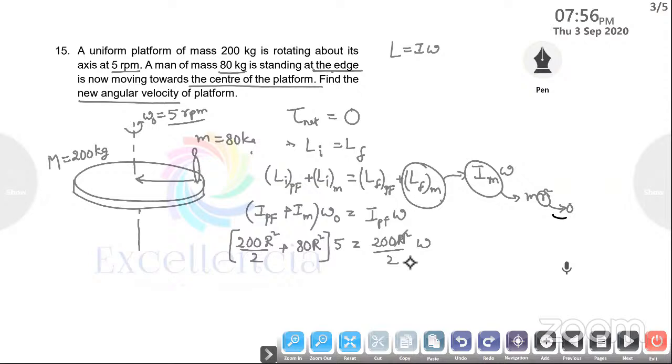So here r square can be removed, and solving this equation we get the final angular velocity as 9 revolutions per minute. So basically it is an integer question, right? Thank you very much, students, and Mr. Lakshman sir will continue the class.